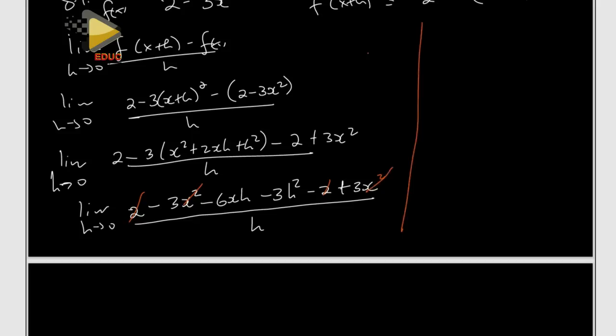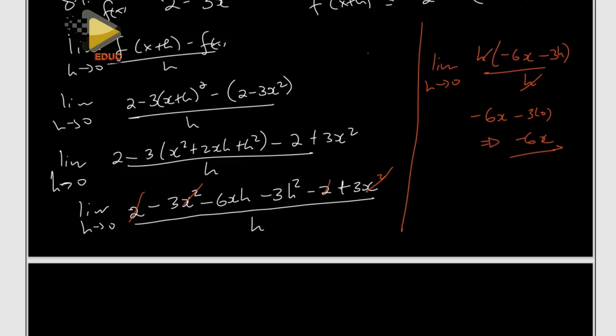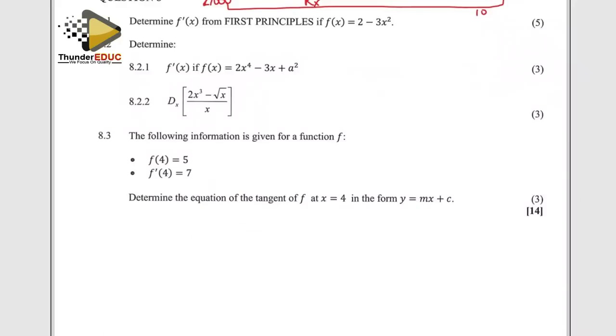So for the limit, I need to factorize now. As h tends to 0, I'll have h into negative 6x minus 3h. Everything is over h, so this cancels that. Next step is substitution. So negative 6x minus 3h, substituting 0, and then our final answer becomes negative 6x. So if I'm to use the rules, I believe that's what I get. Negative 6x.